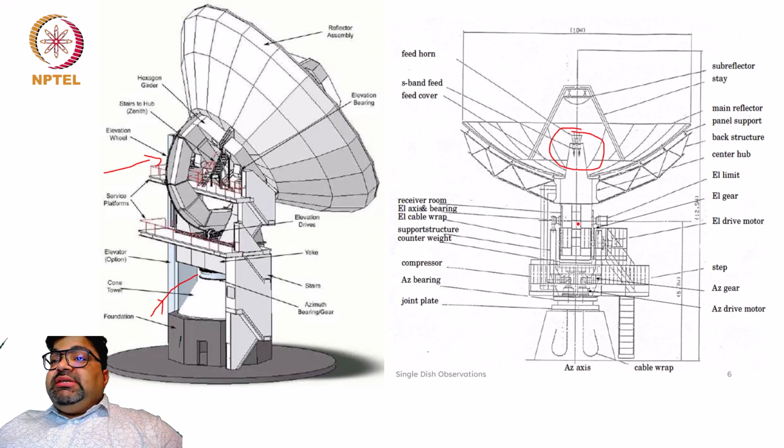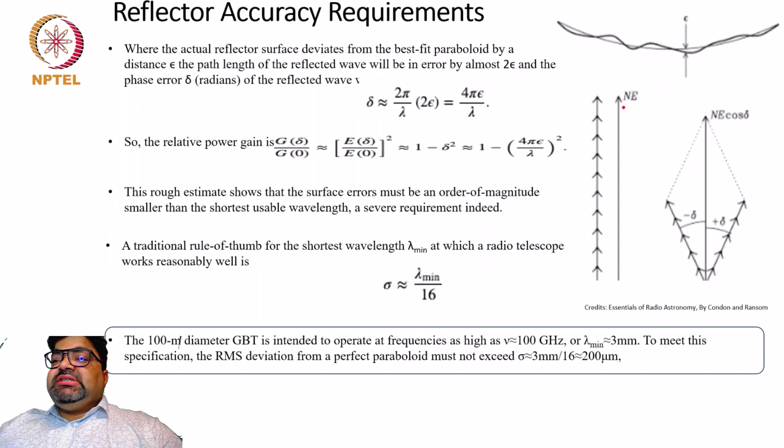This is a more solid dish, and so the support structures are different again for different dishes. Here this structure more or less comes down to near the center of the dish. Here it mostly comes up to the edge. So different dishes have different structures, and there is no unique design, depending on what kind of science you want to do.